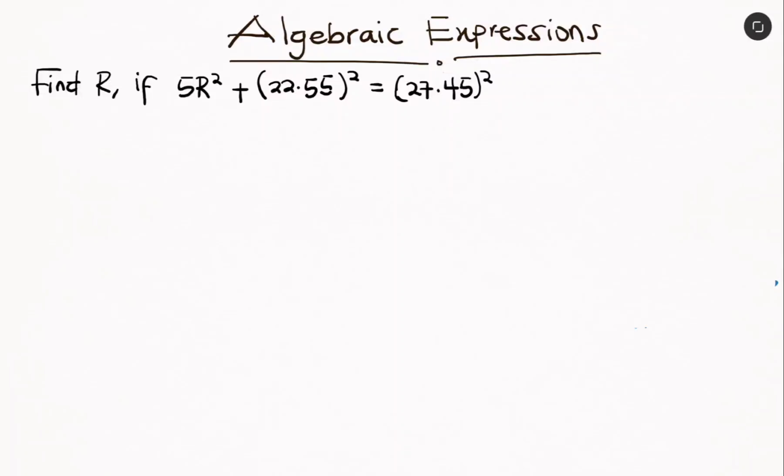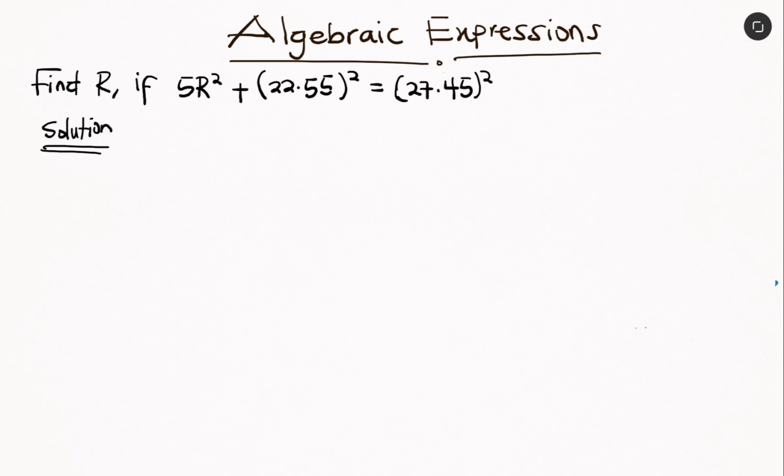In today's video, we want to look at some theory questions and answers on algebraic expressions. For today's video, we have this particular question. We have to find r if 5r squared plus (22.55) squared is equal to (27.45) squared. Alright, so let's look at the solution to this problem.